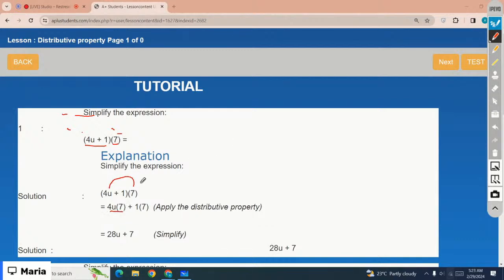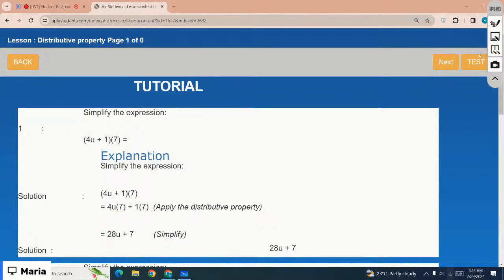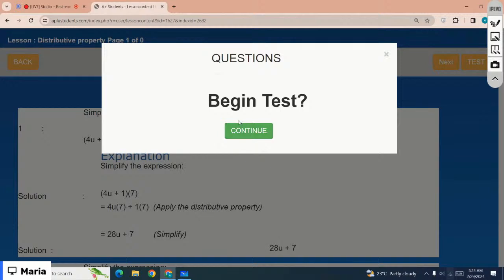And then you have to multiply 7 times 1. That is actually the distributive property, right? So 4 times 7 is 28u, and 7 times 1 is 7. The distributive property means the number that is outside the bracket, you have to multiply it with everything inside the bracket, right? Let's just start with the test questions.